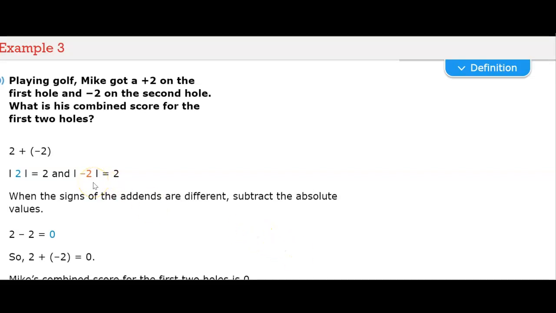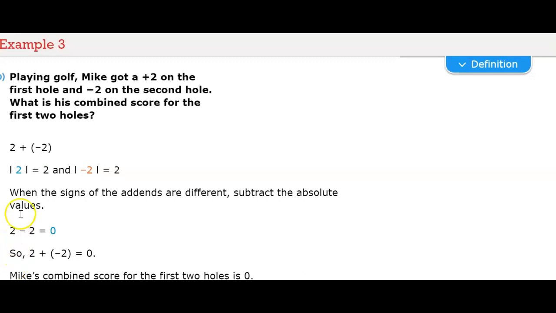As you can see here, they wrote it out. 2 plus -2, the same way that I did with you. And it shows here the signs are different when you do the absolute value. They should both turn into 2's. 2 minus 2 is 0. So his combined score was 0.